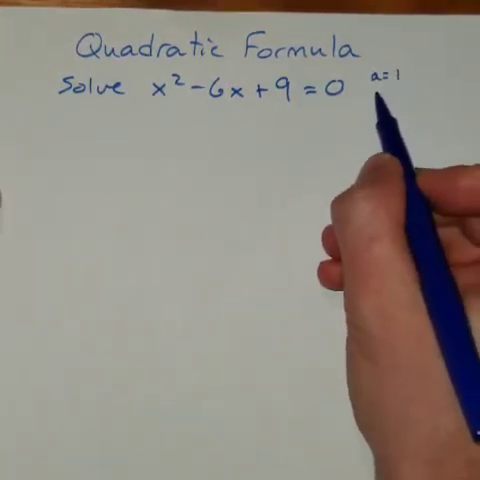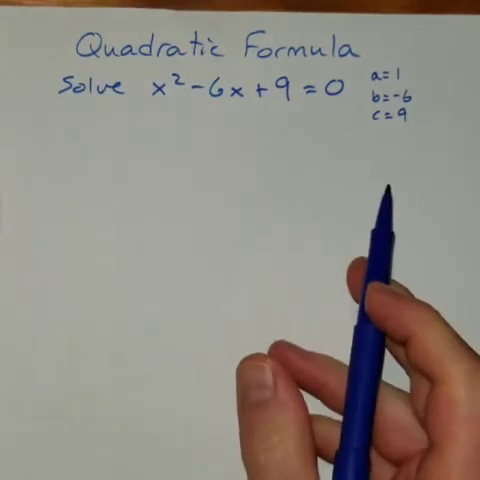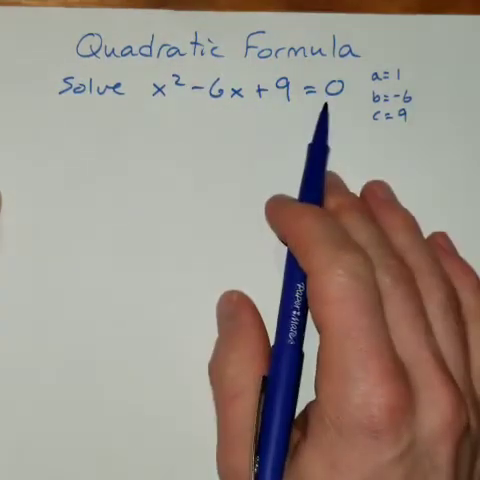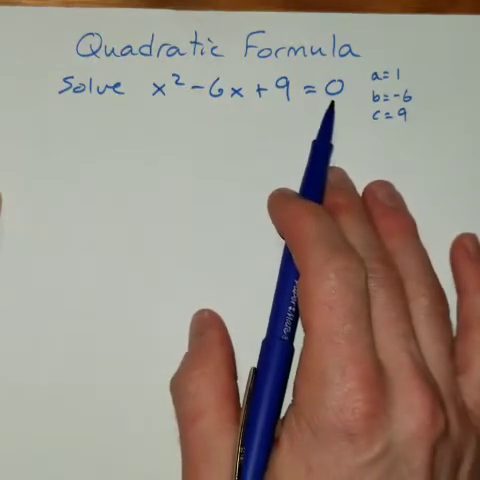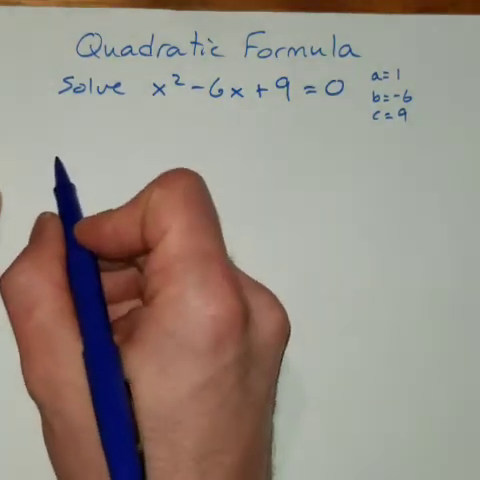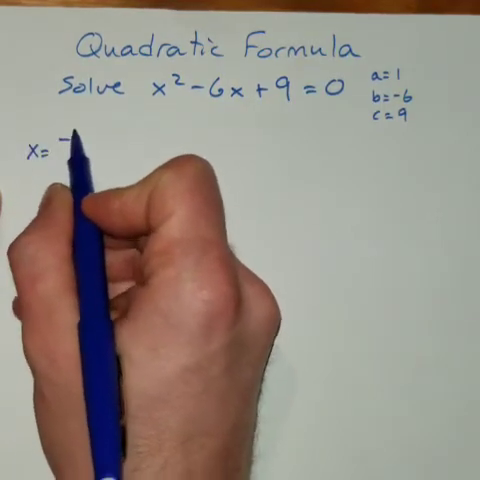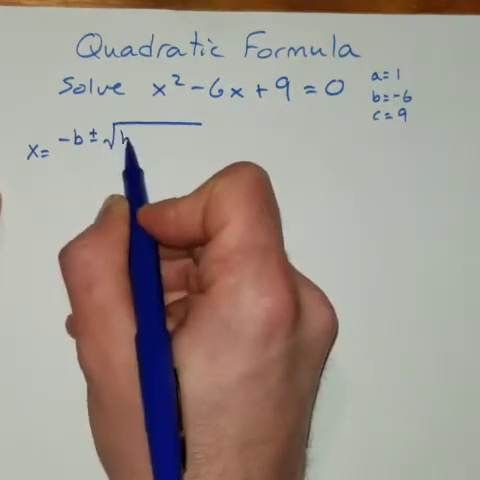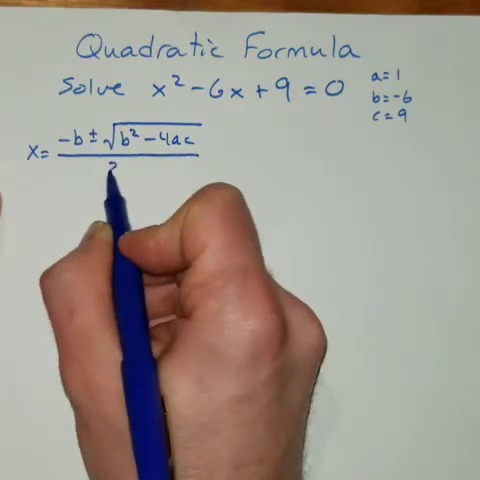Okay, so again, I need the a value. A is 1, b is -6, and c is 9. So those get plugged in. Also make note that I have the 0 on one side, so I didn't have to solve anything or get a 0 there. And again, I'm going to write out my quadratic formula every time. So x equals -b plus minus the square root of b squared minus 4ac all over 2a.